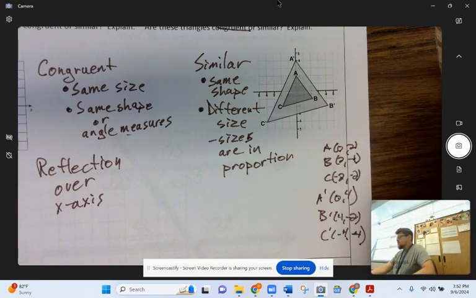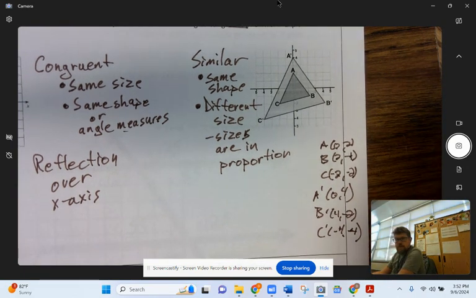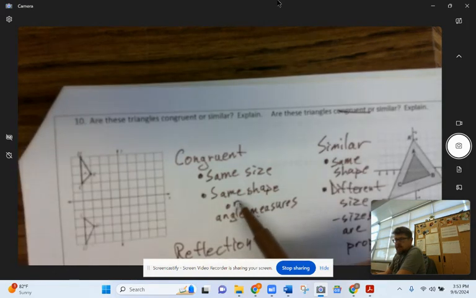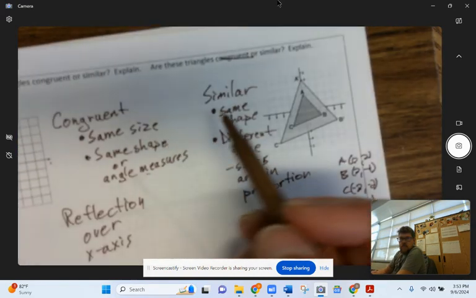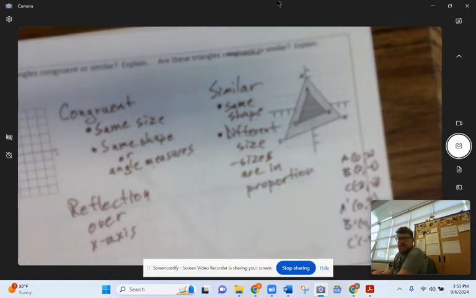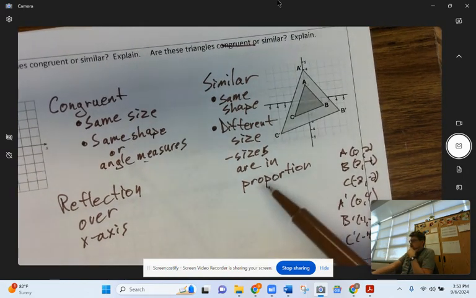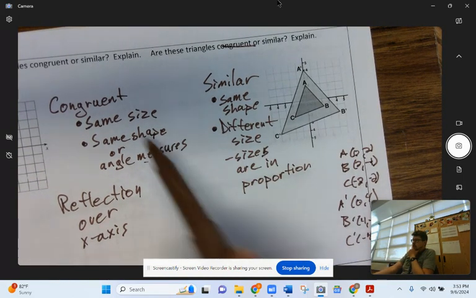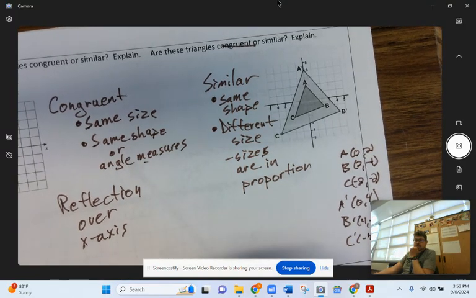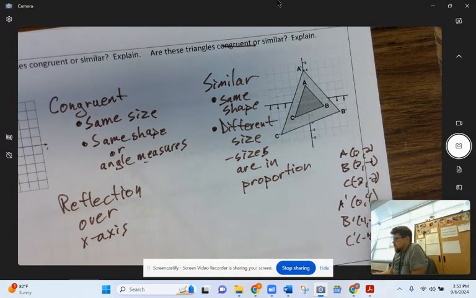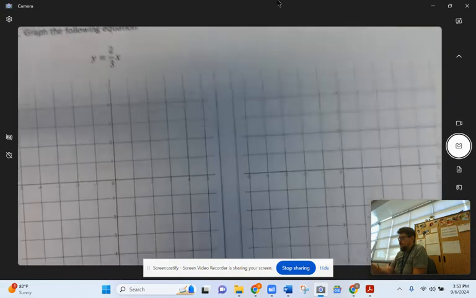So congruent is same shape, same size, and similar is same shape, different size. It's kind of the most simple explanation. If you want to be more precise for similar, you would say the sizes are in proportion, and when you're talking about the same shape, you'd say they have the same angle measurements. So there you go.